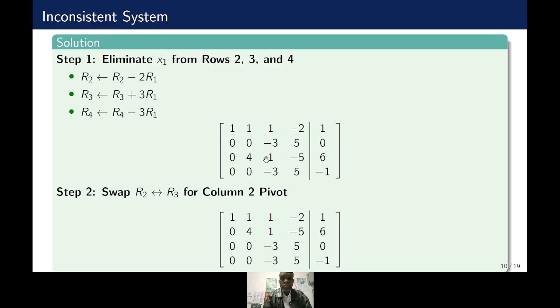Now here we have this 4, which is lying there. So for us to be able to do this better, you just need to swap row 2 and row 3. So if you swap, they become this.